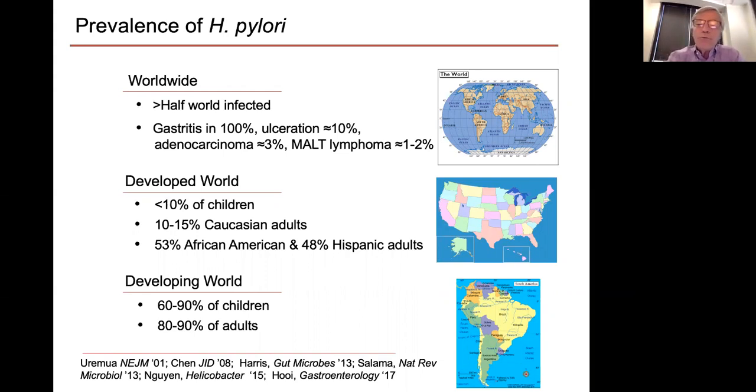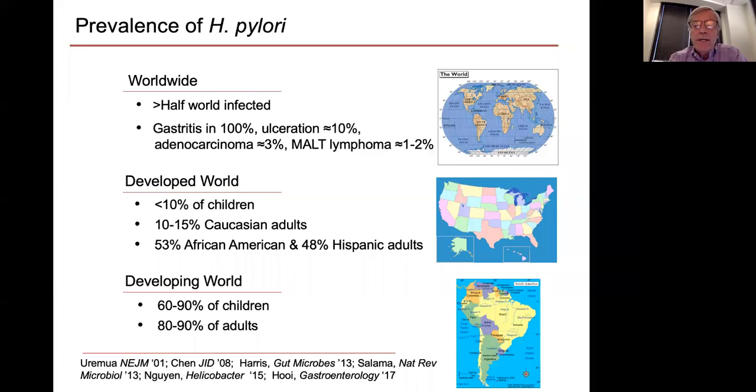Adenocarcinoma occurs in approximately 3%. Some of the best studies come from Hong Kong, published in the New England Journal of Medicine and in Gastroenterology. And about 1 to 2% of people that are infected will develop MALT lymphoma. In the developed world, namely North America and Europe, less than 10% of children are infected, and approximately 10 to 15% of Caucasians are infected.